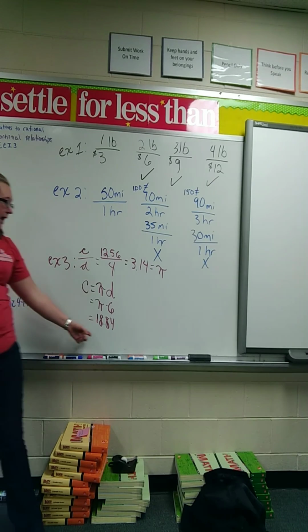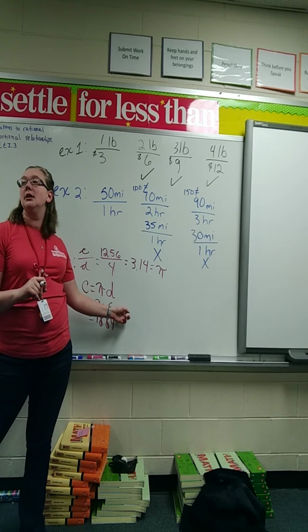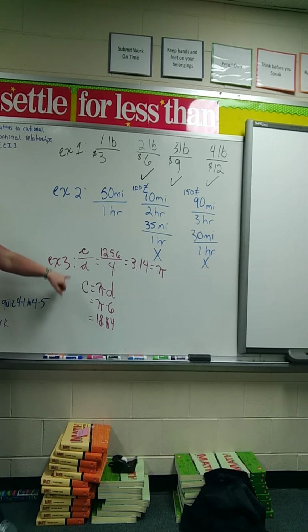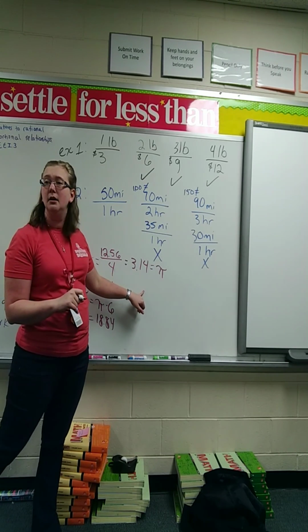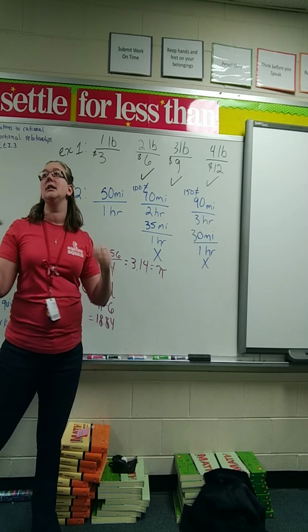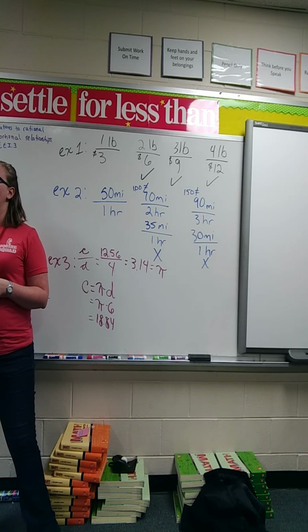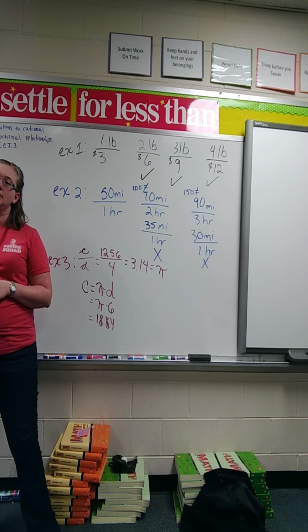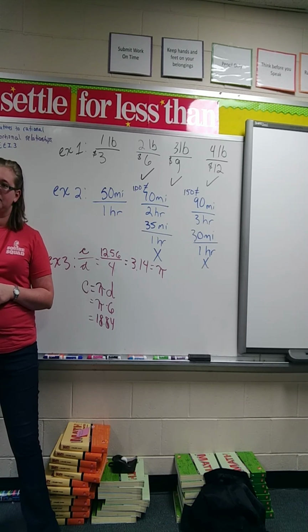If we were given the 18.84 and 6, could we divide again to get pi? Yes, because it is proportional. Is that why you divide to check your work when you go right? Yes. All right.